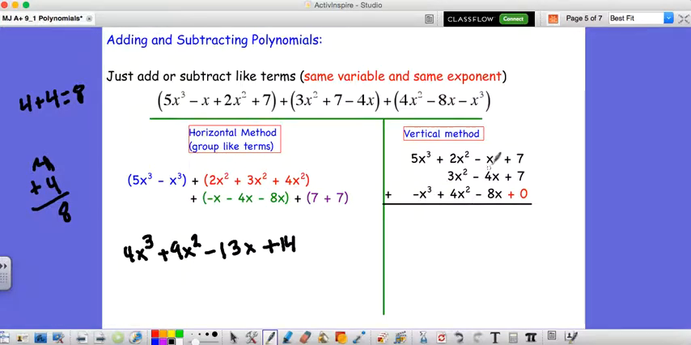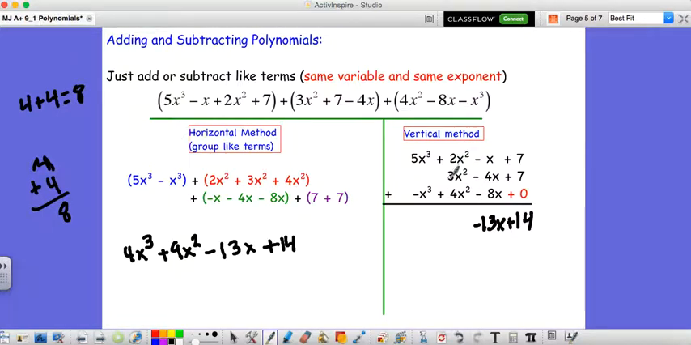You might find the vertical method to be easier to avoid silly mistakes. If you line everything up vertically, you can just add vertically. So that way you're not getting confused what can I add to what. You're only going to add your constant terms together. 7 plus 7, you're just going to add straight down, 14. Then you have negative x minus 4x minus 8x. That's still going to be negative 13x.